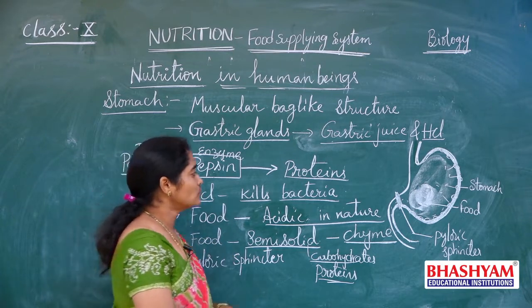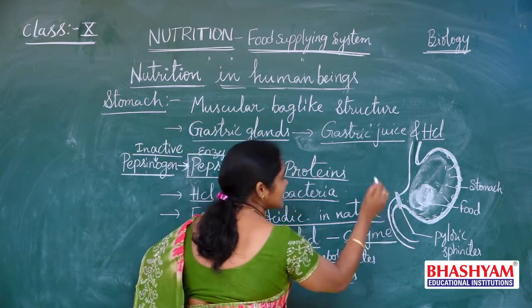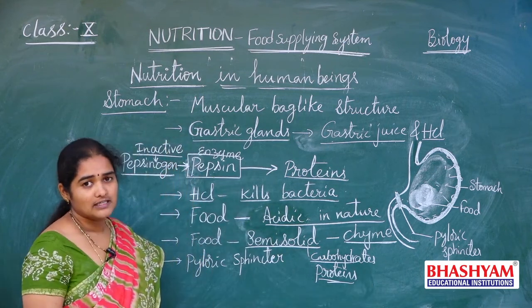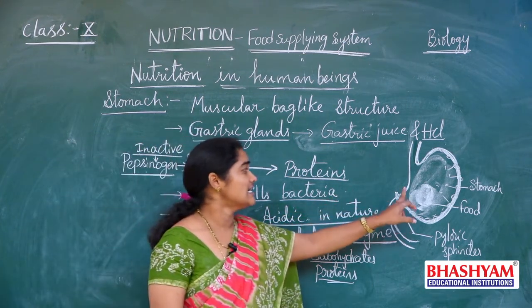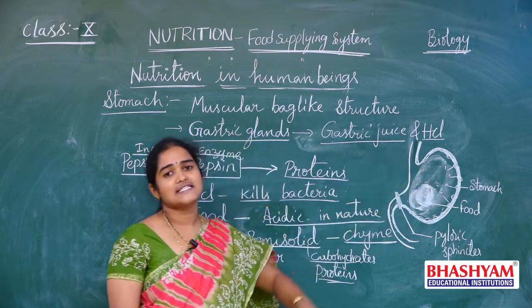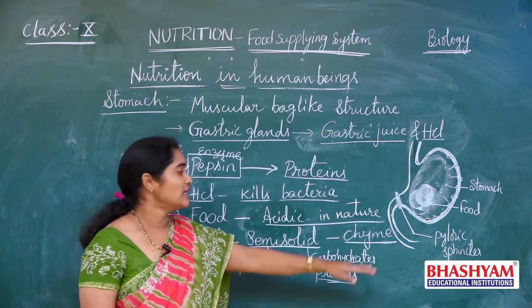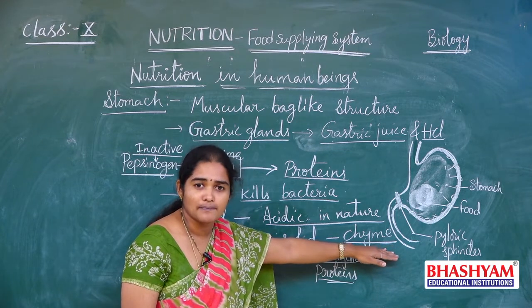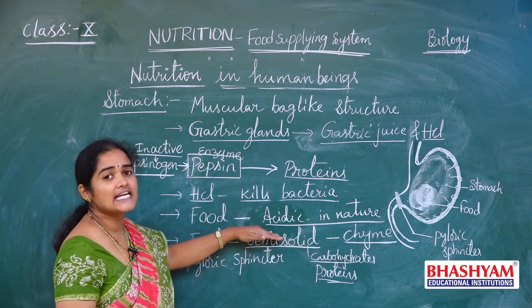Now let us go through what are the changes that occur in the duodenum. So the food in the stomach is acidic in nature due to the mixing of hydrochloric acid in the stomach. Food in the stomach is called chyme. Food is acidic in nature.